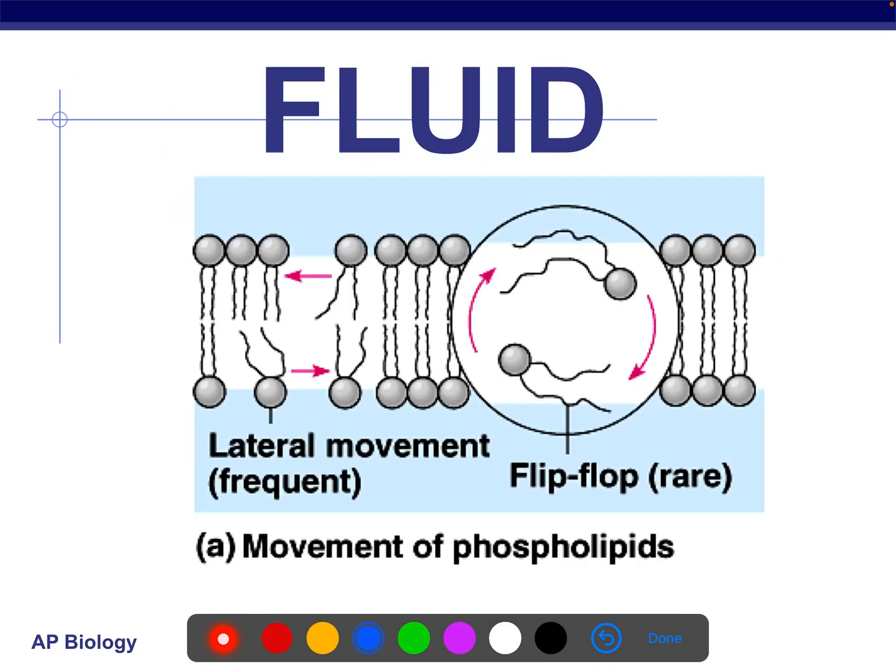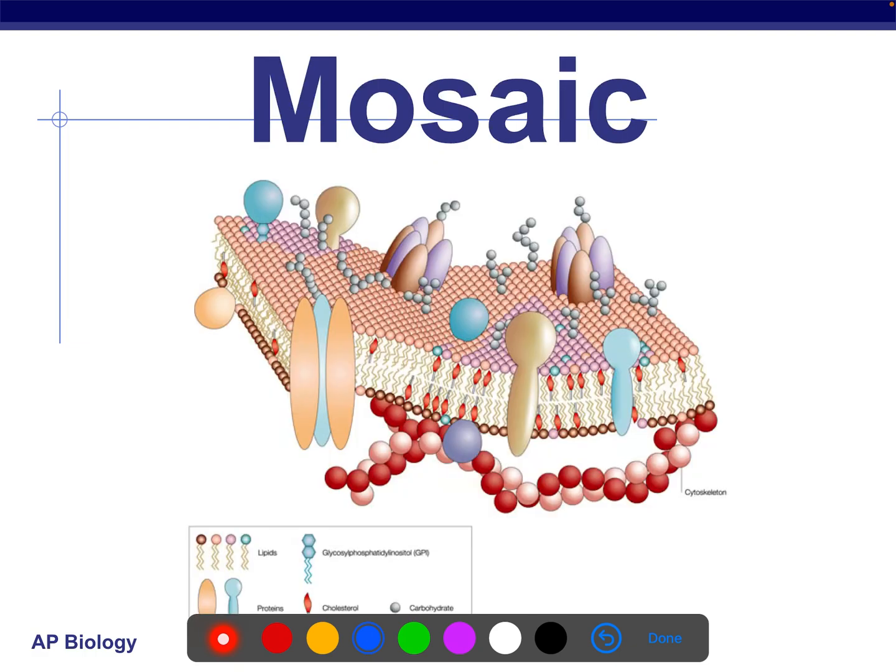The reason we call it fluid is because the phospholipids are always moving. The cholesterol restricts that, but they're always moving. They have lateral movement where they kind of swap places. And sometimes they will flap from one side to the other, switching sides of the membrane, but that doesn't happen as often. So that's what makes the membrane fluid.